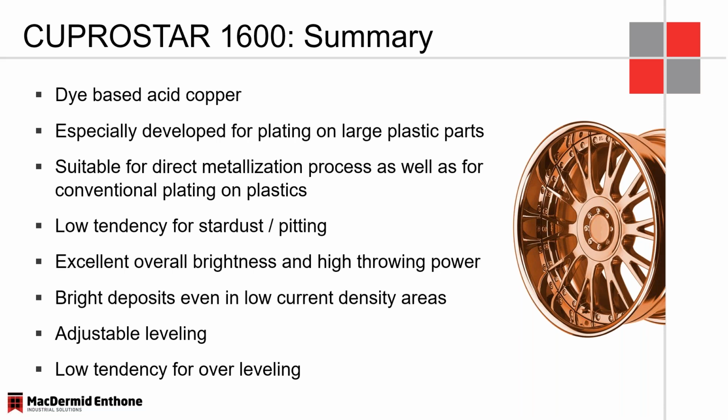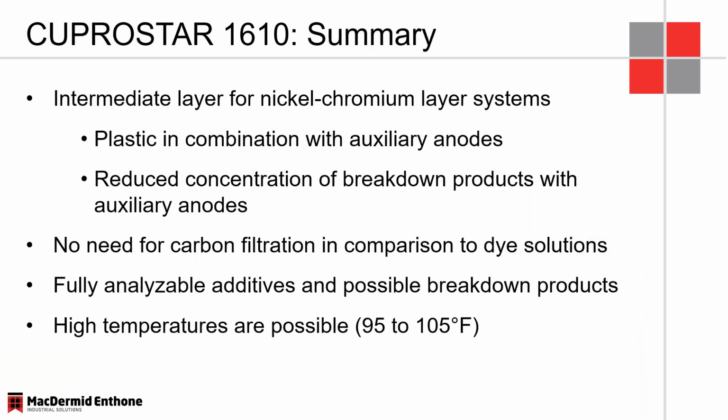Before we close, I just want to highlight some of the attributes of each of these systems. Again, the CUPROSTAR 1600, that is the dye process. It was developed for plating large plastic parts. It can be utilized for direct metallization in addition to conventional POP. It has a very low tendency to stardust or pit. I can get excellent brightness and throwing power across the entire current density range of that part, even in the lows. And I'm able to adjust that leveling so I don't have really any tendency to over level the deposit.